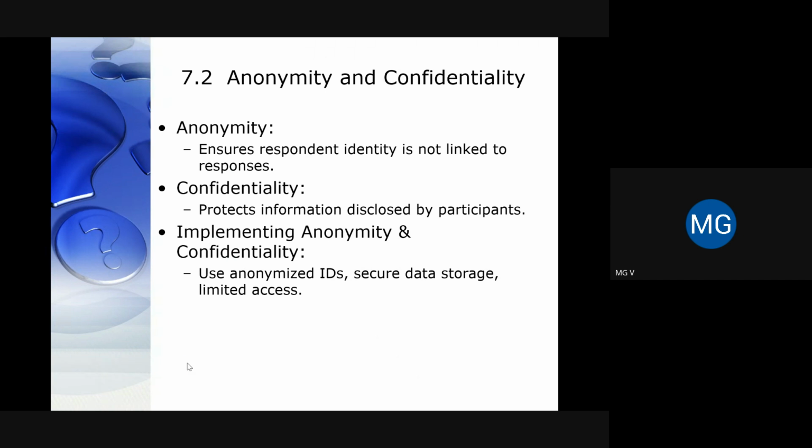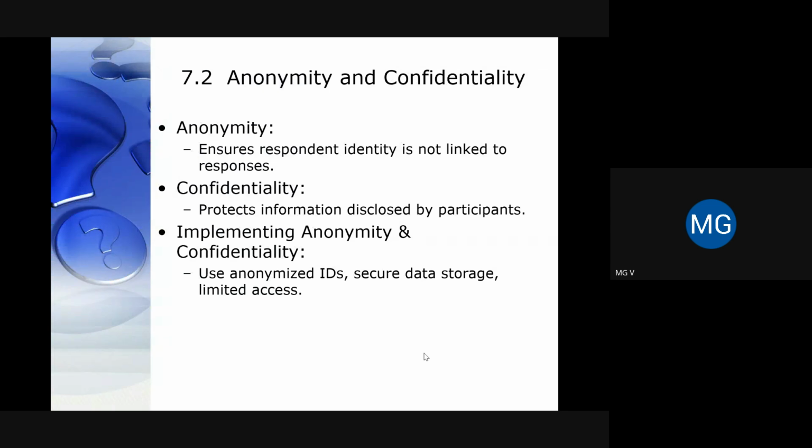Anonymity and confidentiality. Anonymity and confidentiality are core principles of ethical research, especially when handling sensitive data. Anonymity ensures that a respondent's identity cannot be linked to their responses, which encourages honesty. For example, in a consumer behavior study on buying preferences, anonymity can help respondents feel comfortable answering truthfully. Confidentiality goes further by ensuring that personal information provided by participants is protected and kept secure.